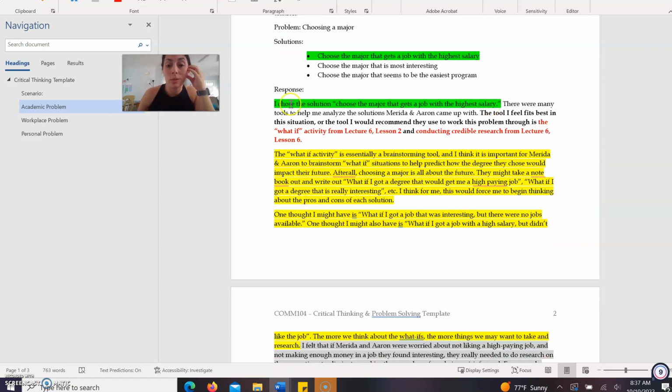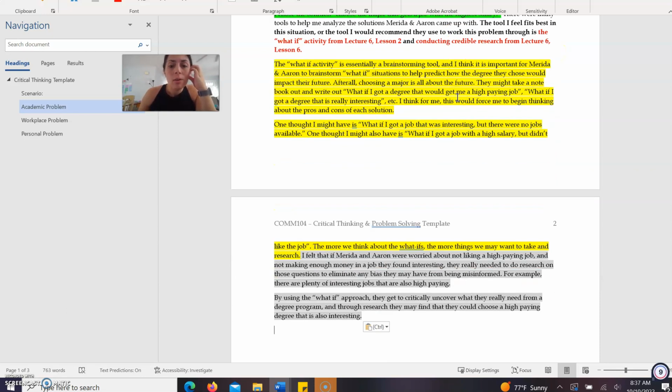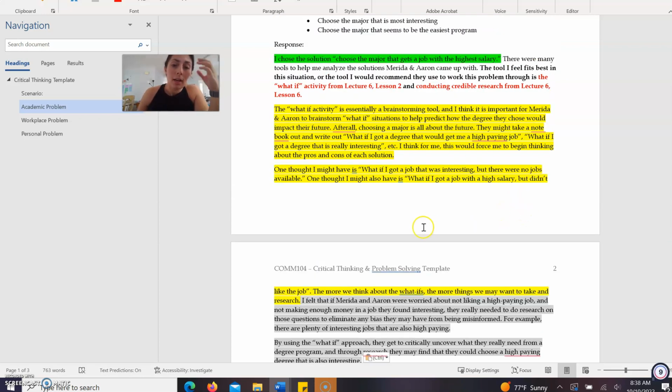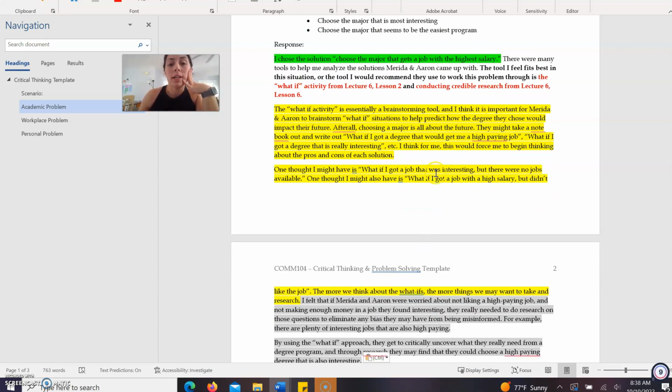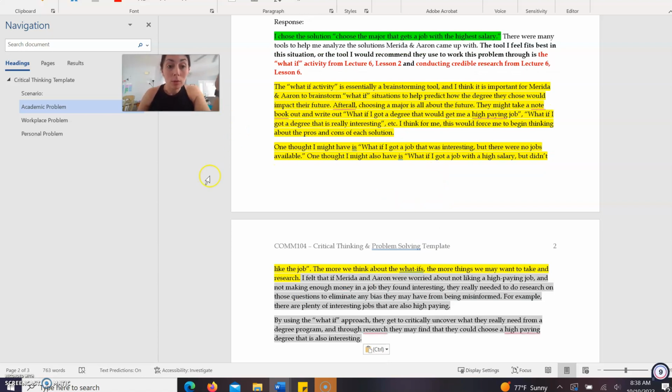So I think that using the what if tool and research may help them find a job that is both interesting and high paying. Now, if you're thinking, well, duh, this is common sense, it's not. What I'm essentially grading you on is not to understand how to pick a major. What I'm grading you on is your ability to go back to the lecture and pick out 2 critical thinking tools or activities that you think would lead someone who doesn't know anything about critical thinking. It would help them. It would provide some tools for them to work through the problem, okay?